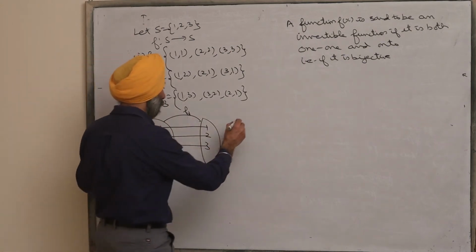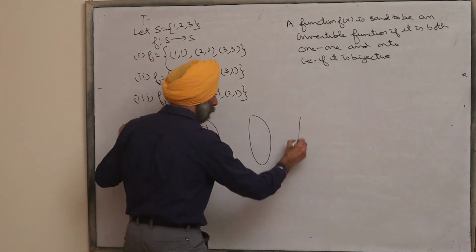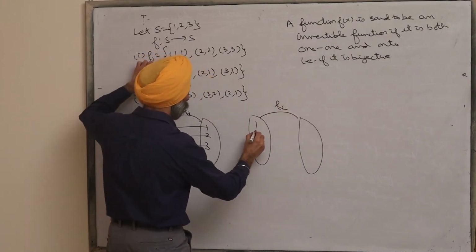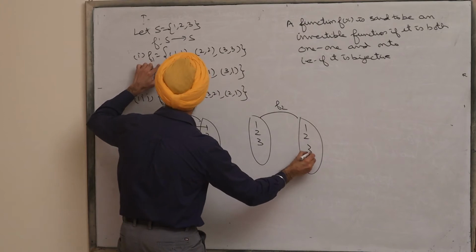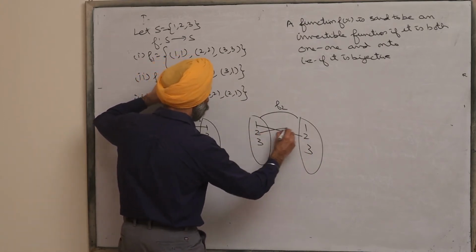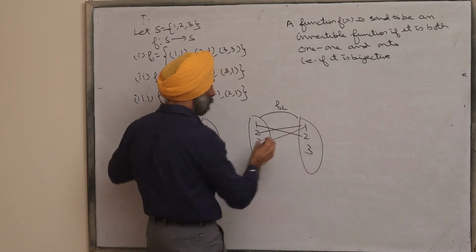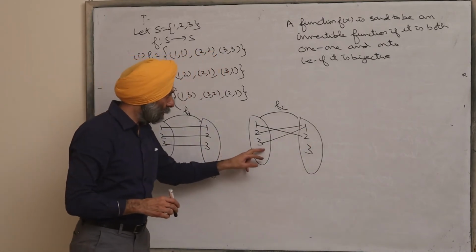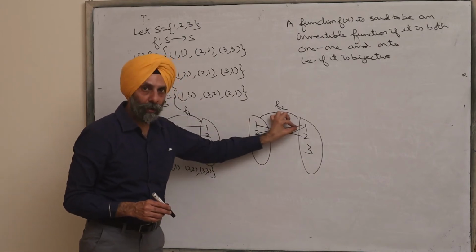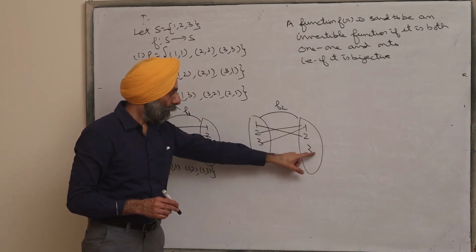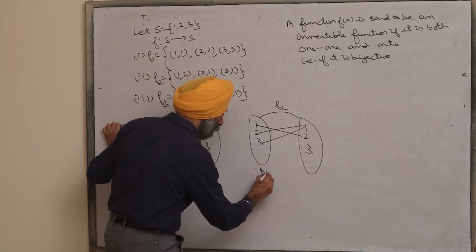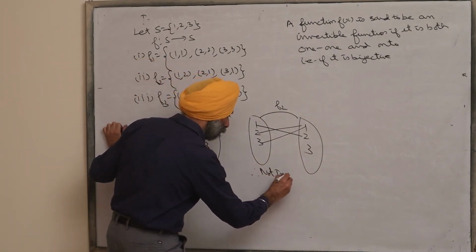Now come to the second one. This is f2, a function. Now we have 1 2 3 and 1 2 3. You can see here image of 1 is 2, image of 2 is 1, image of 3 is 1. So it is many-one, and moreover it's not onto, therefore not invertible.